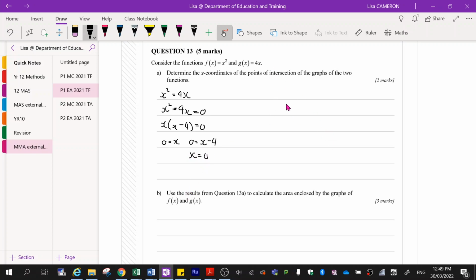Now, to find the coordinates of intersection, I just need to substitute these 2 answers back into one of the equations. It doesn't matter if you put it into f(x) or g(x). So we're going to put it into f(x) because that one comes first. So 0 squared is 0, meaning that first coordinate is at (0, 0). When I substitute 4 into that equation, 4 squared makes 16. So that's going to give me the answer of (4, 16). So they are the 2 coordinates of intersection.